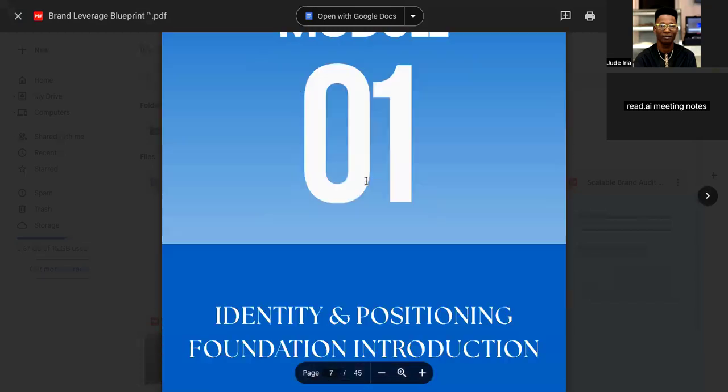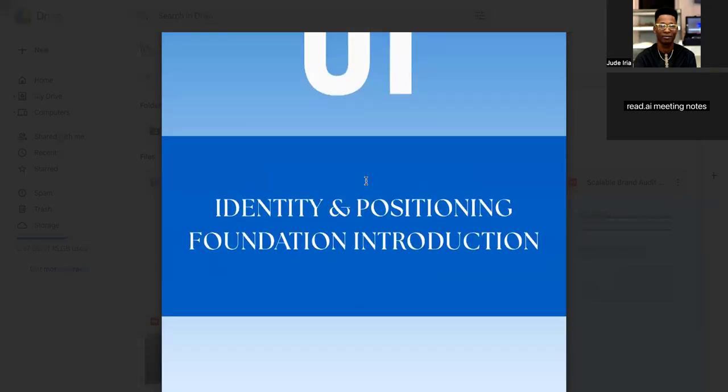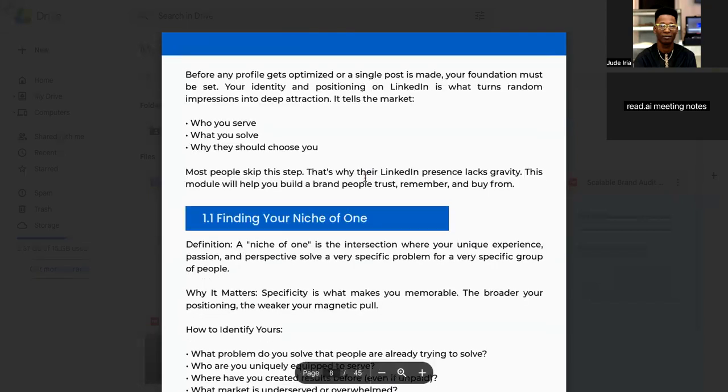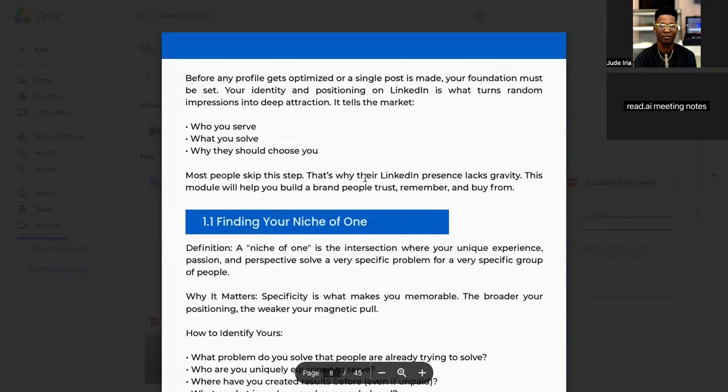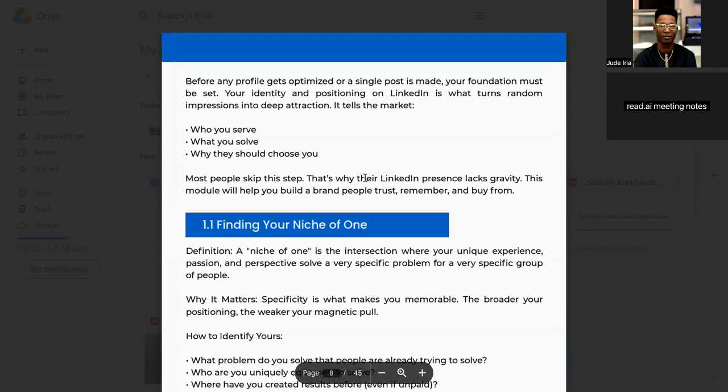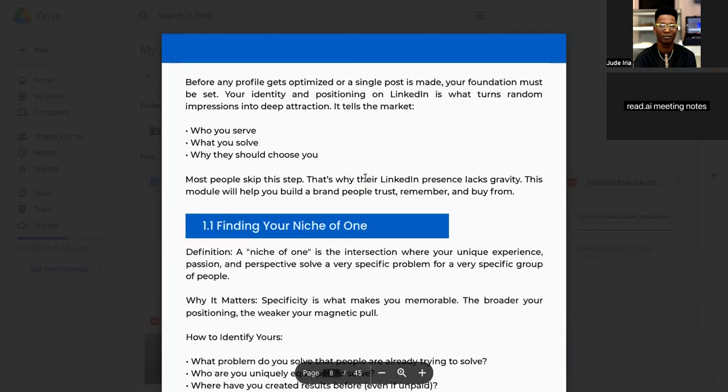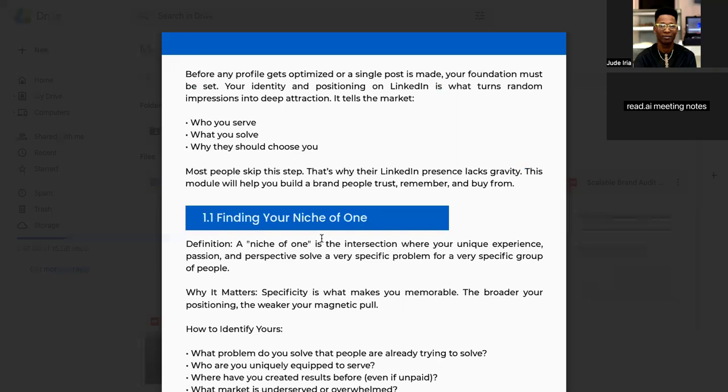Module 1 was the identity and positioning foundation introduction, where we did a lot of things, but especially finding the niche of one, helping us understand the niche of one is the intersection where your unique experience, passion, and perspective solve a very specific problem for a very specific group of people, and why it matters and not everything.